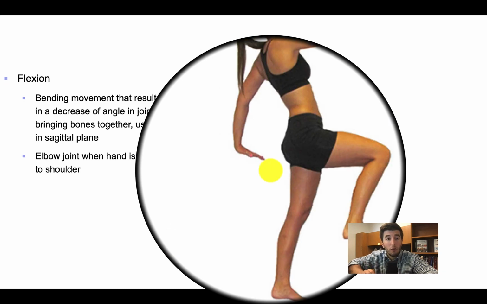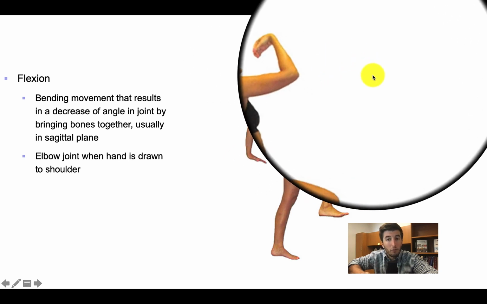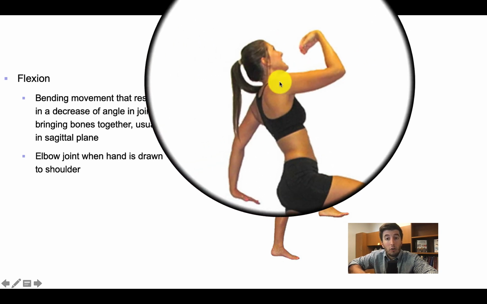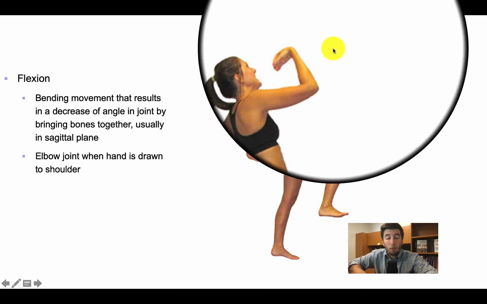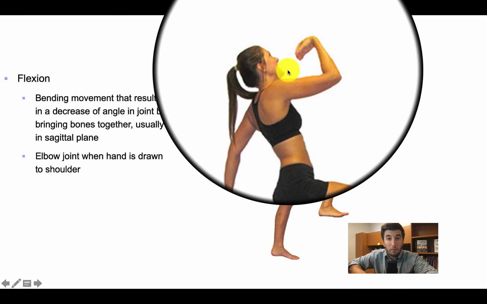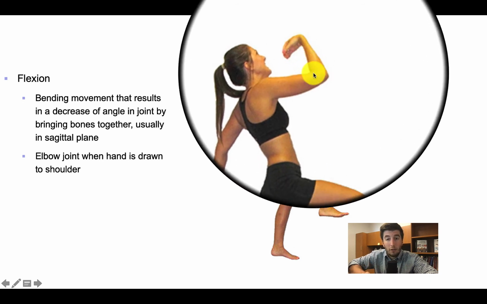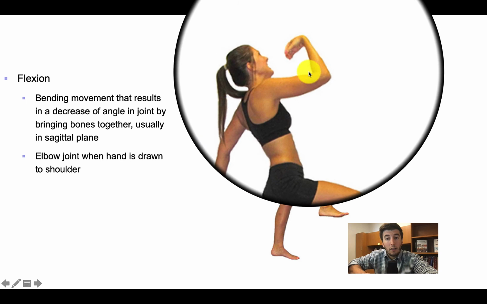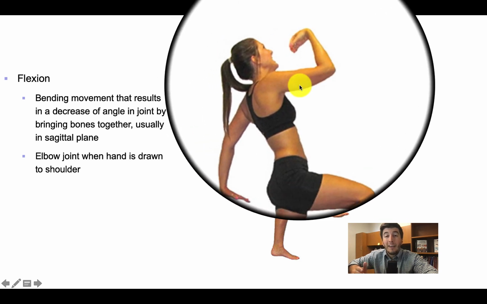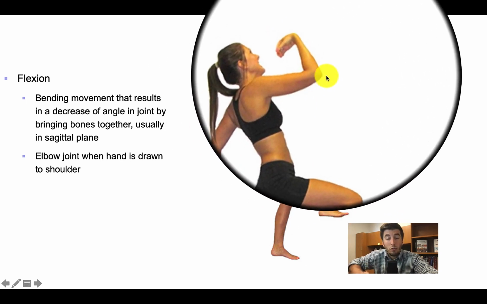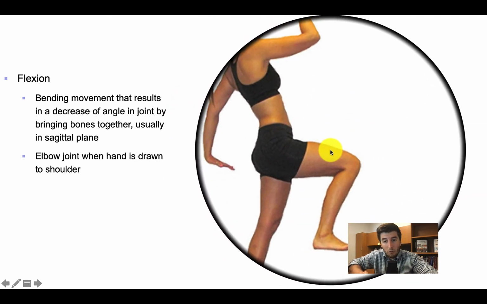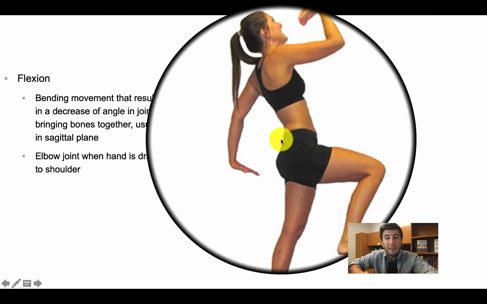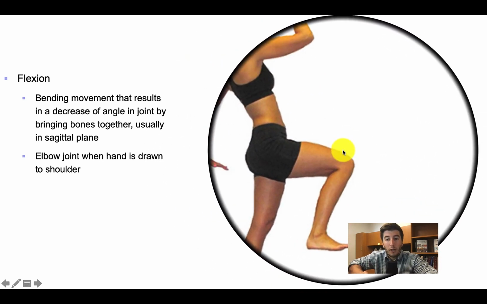Now flexion is going to be a decreasing of a joint angle. If you were to have this forearm straight, it would be a 180-degree joint angle because it would be a straight line. As we move that forearm towards the upper arm, it's going to be decreasing the joint angle, and you can see she's at approximately a 90-degree angle here. That would be flexion because she has reduced that joint angle. Same thing is occurring with the hip, same thing is occurring with the knee. So this is elbow flexion, hip flexion, knee flexion.